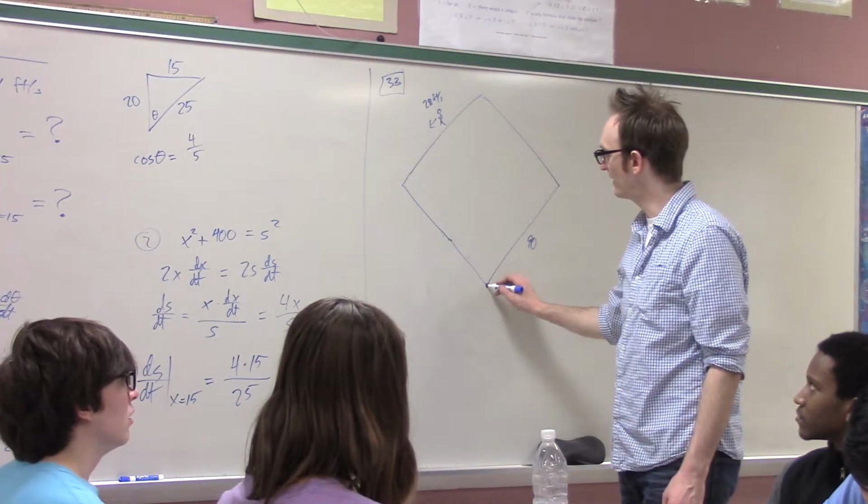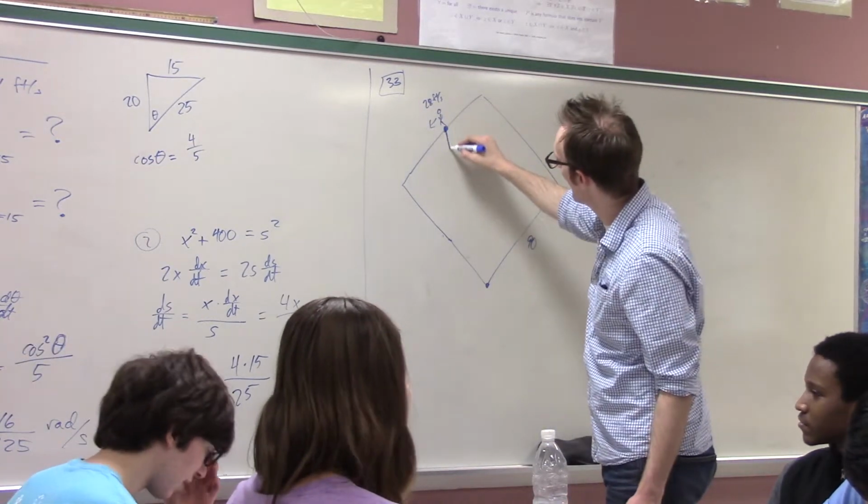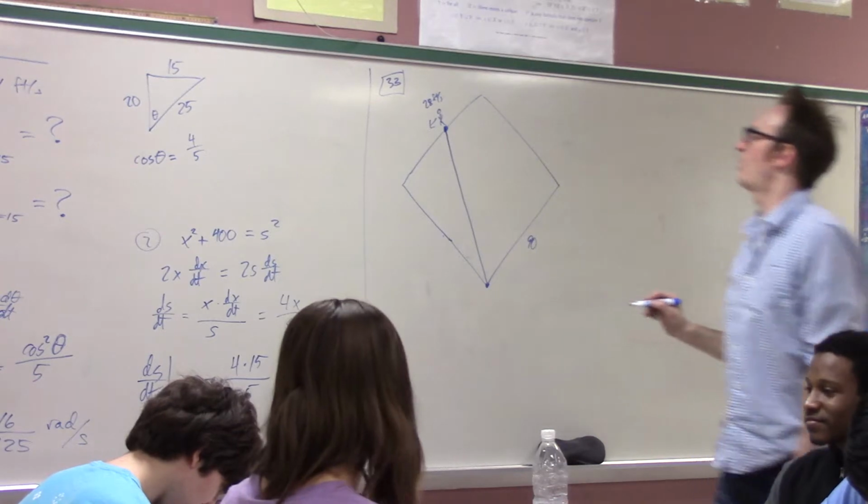And the question is, at what rate is the player's distance from home plate changing? So here's home plate, and here is our guy. And what I'm interested in is how far the guy is from home plate.